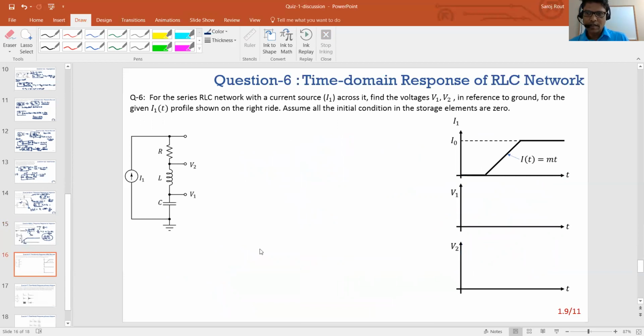All right, so the second, question 6, nothing fancy here. I just wanted you guys to know how to solve time domain equations for RLC circuits, or just RC or LC or whatever it is, right? Again, I think a lot of people got confused with this question.